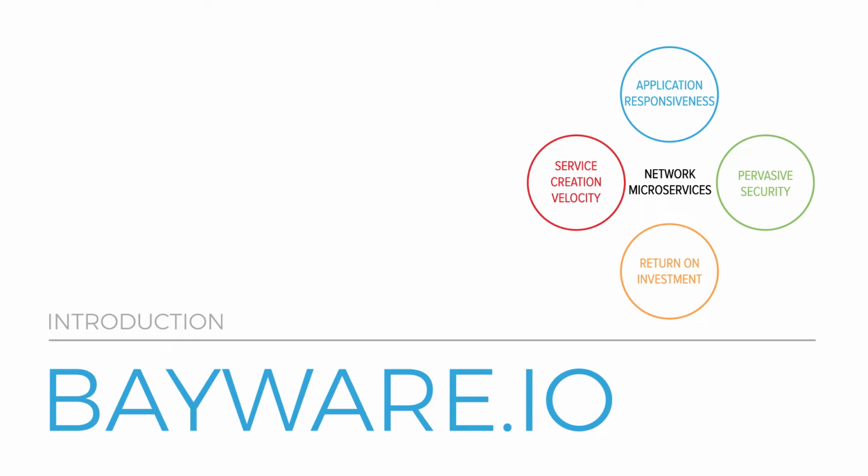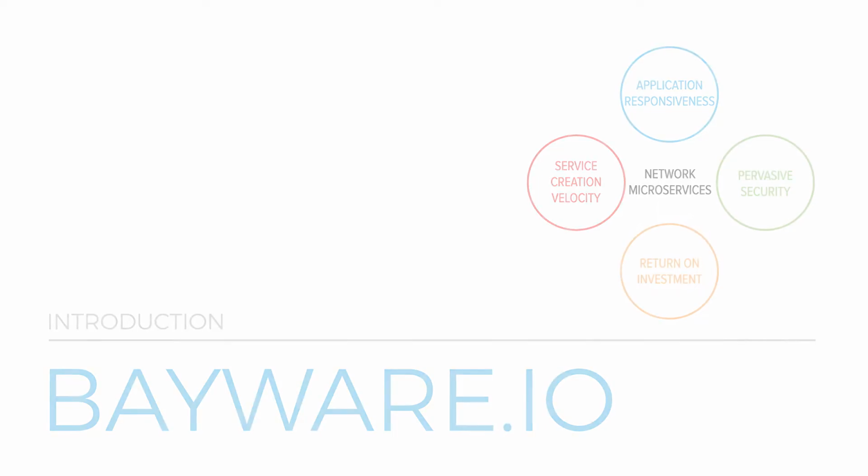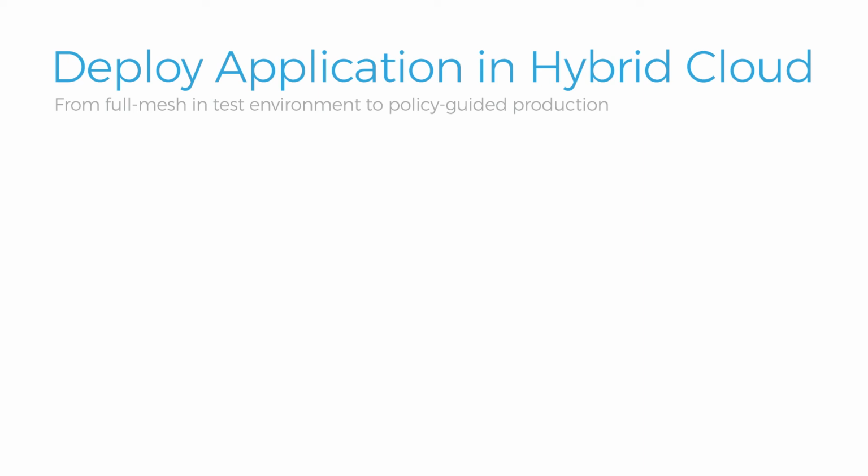I will show you how to deploy applications in hybrid and multi-cloud environments using Bayware's technology. First, I will show a new application with full mesh connectivity in a test environment. I'll then show how to move this application to a policy-compliant production environment.